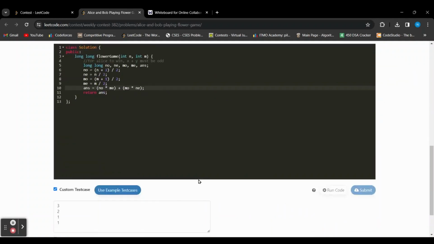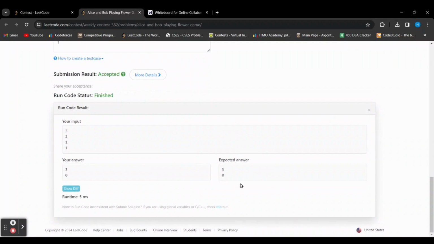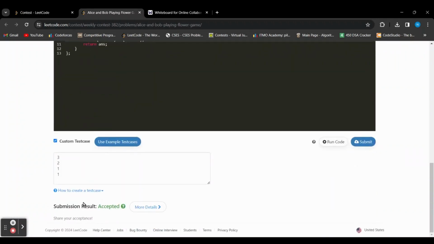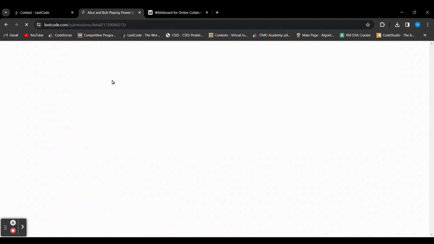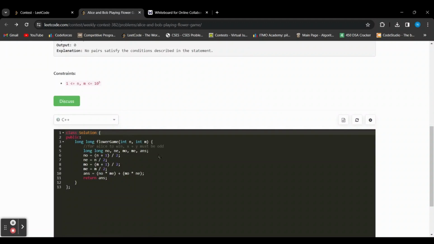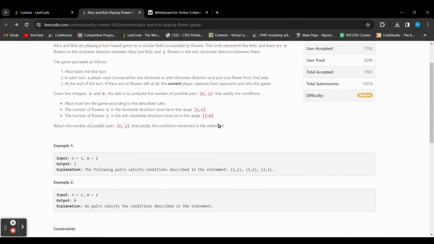Let's try for the test cases. It's working, and let's try submitting. So it's accepted. That's it. Since we're using constant number of variables and there are no for loops, both the time complexity and space complexity are constant. That's it for this question.